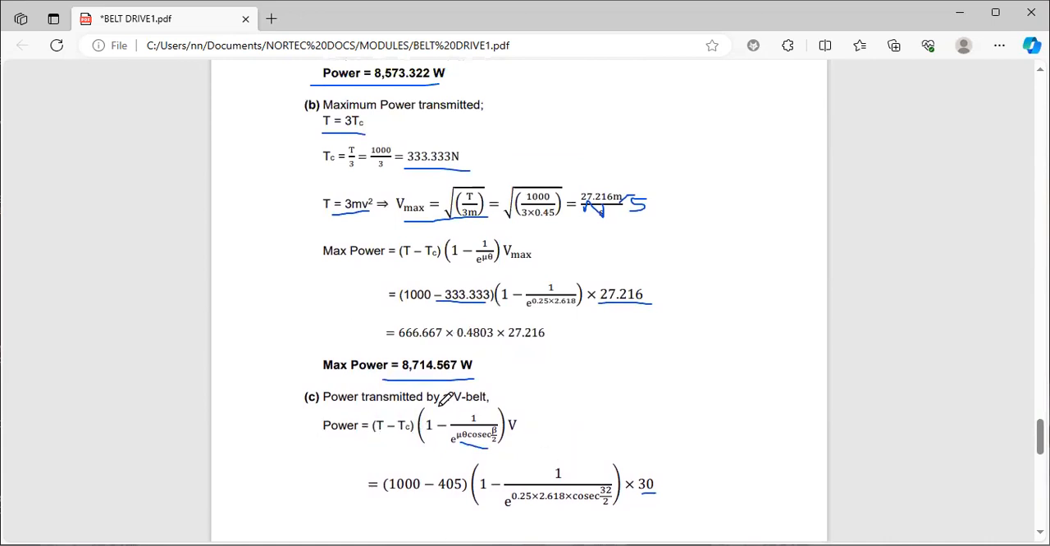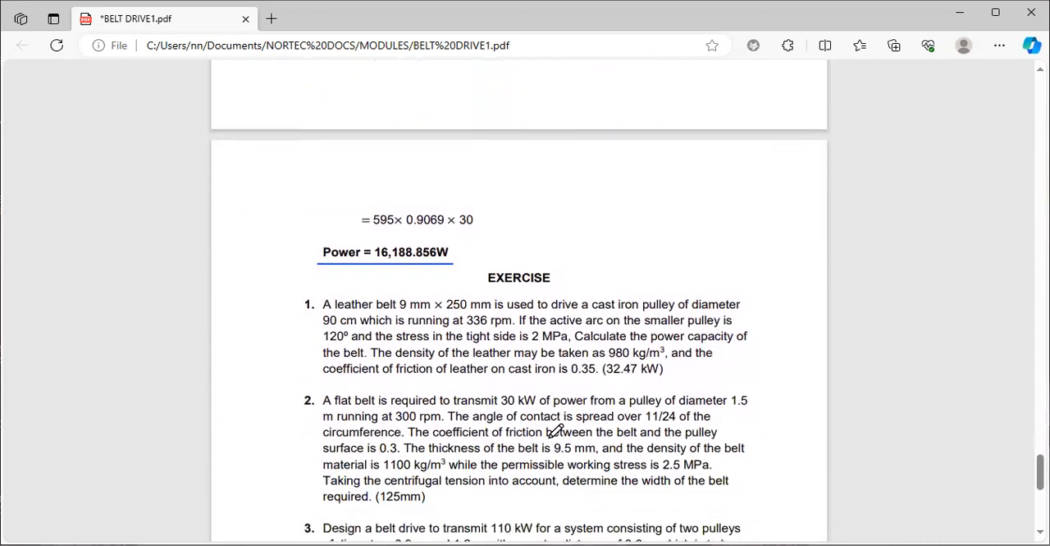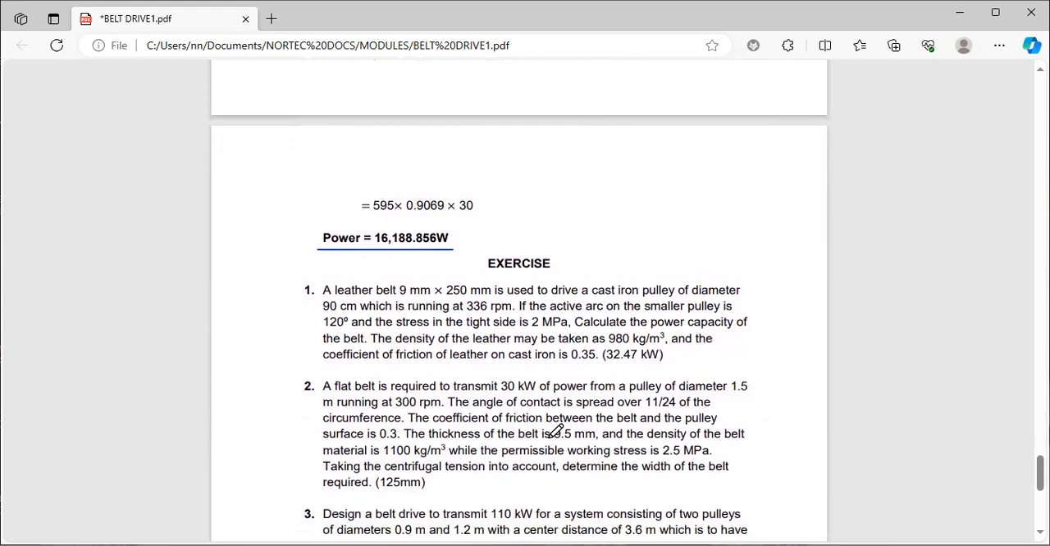When the centrifugal tension hasn't been provided, the work is actually much simpler because here you just have T1 and you proceed with the rest. There's no Tc. Tc is zeroed. Yes, I think that's the one that was in the other example handled in the previous work that we did.